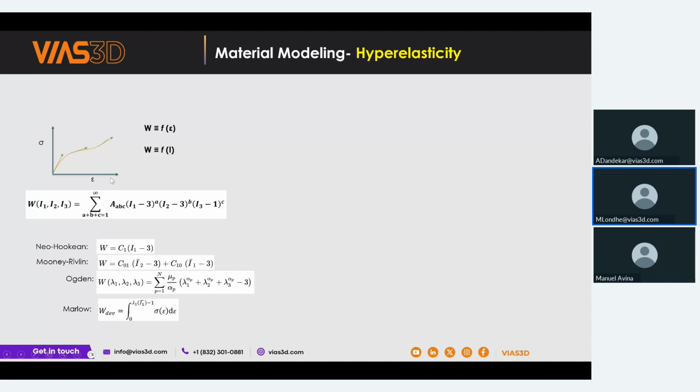It is a function of strain, but if you define it in terms of strain, then it becomes direction dependent. So to make it direction independent, it is generally represented in invariants. These I1, I2, I3 are the invariants. These are basically the parent equation, which is generally used to define any hyperelastic material. And out of that parent equation, various scientists have developed their own equations, like the Neo-Hookean, Mooney-Rivlin, Ogden, or Marlow.